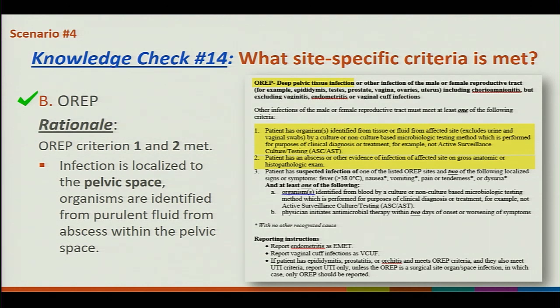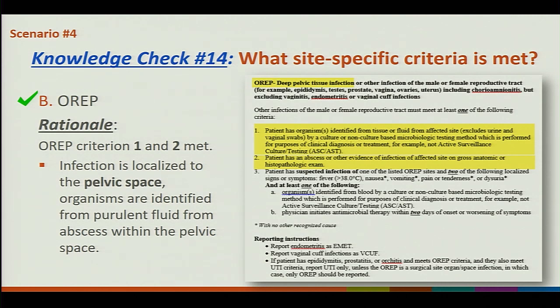Why would one apply OREP in this situation? Well, infections that are localized to the deep pelvic or the organ space, you would apply OREP criteria. And in this situation, the pelvic space was clearly infected. Organisms were identified from purulent fluid from this space as well. So OREP criterion 1 and 2 are met. So this would be a situation where you would apply OREP and not general IAB.